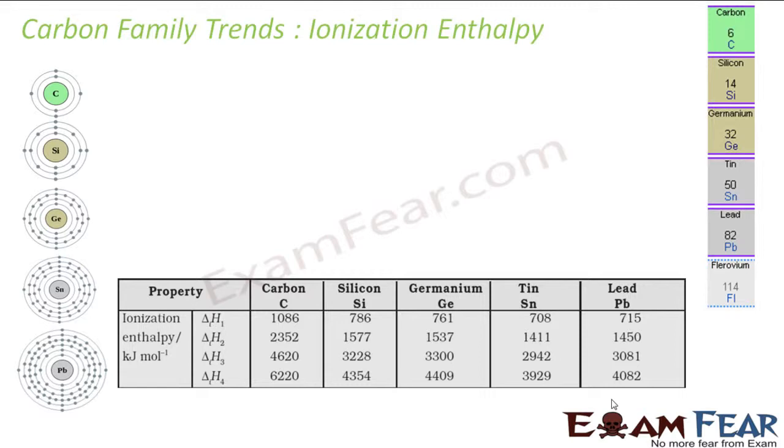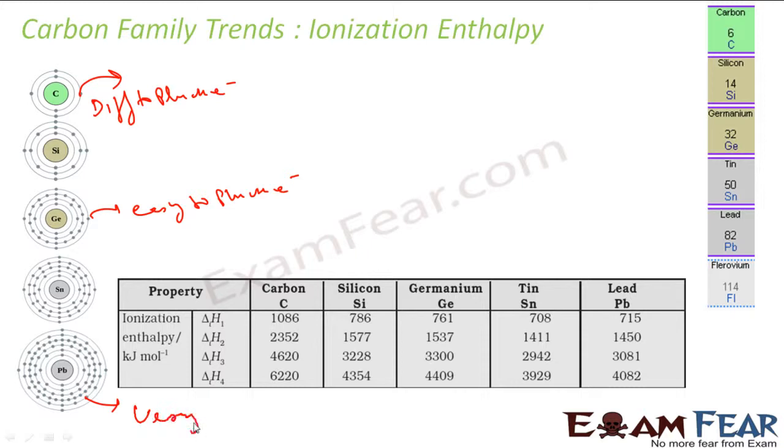When you talk about the ionization enthalpy, what is ionization enthalpy? It is nothing but the energy required to pluck one electron. As I told, for carbon it is a little difficult to pluck an electron. For this guy, it is easy to pluck an electron, because size is more. And for lead, it is very easy to pluck an electron. Since for carbon it is difficult to pluck an electron, if I am comparing this group, carbon has more ionization enthalpy, it needs more energy.